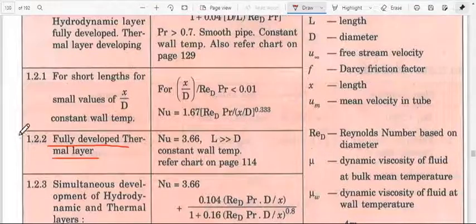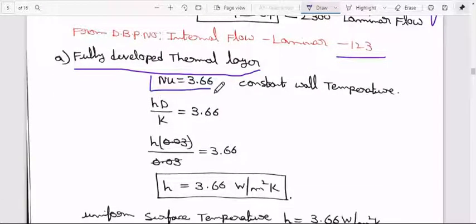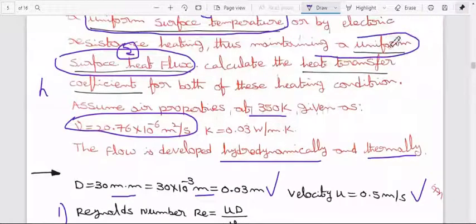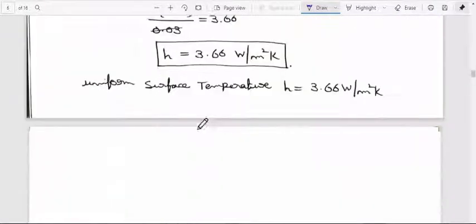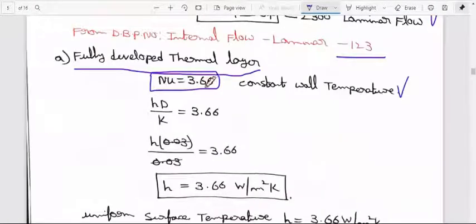So what is the formula? From data book page number 123, section 1.2.2, fully developed thermal layers, Nu is equal to 3.66. We need to substitute this value. The condition is also satisfied for constant wall temperature, meaning a uniform surface temperature. Now I am considering the first part, thus maintaining a uniform surface temperature, and that's why I am using the formula Nu equal to 3.66.